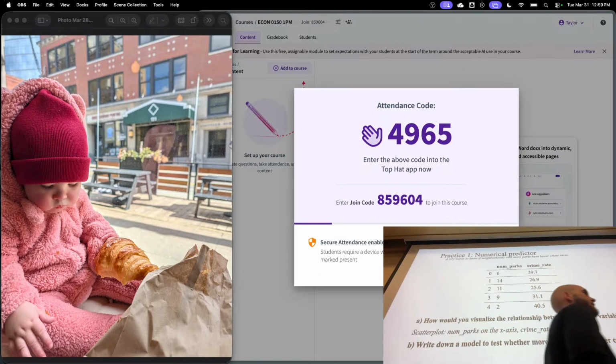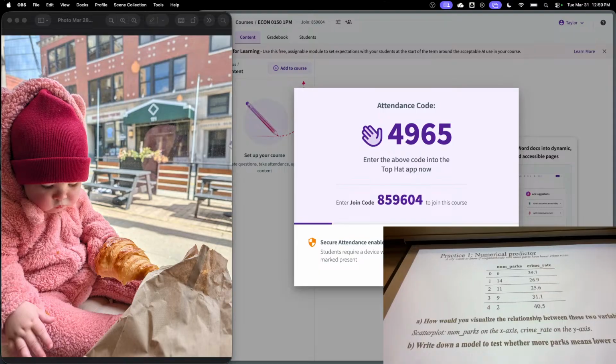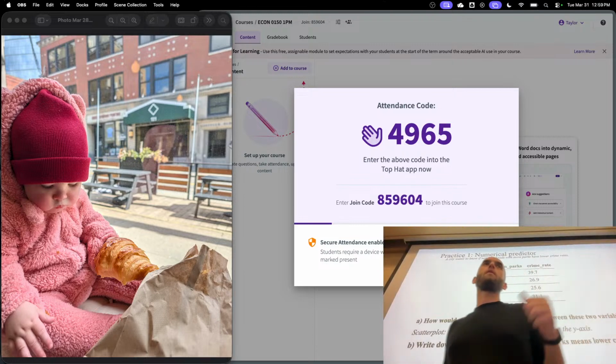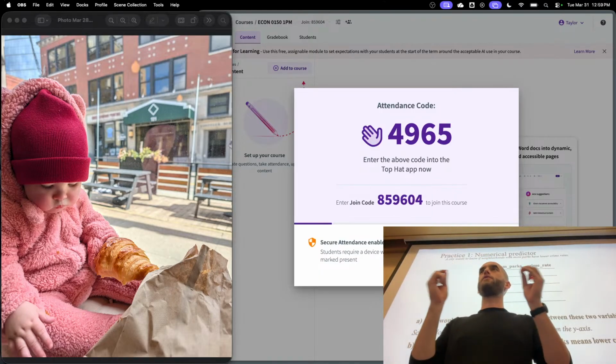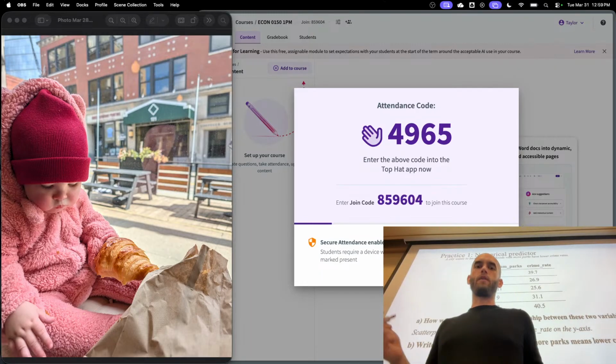Okay. Someone want to tell me an equation? Yeah, Pete. Crime rate equals beta 0 plus beta 1 times the number of parks plus an epsilon. Okay. Anyone disagree with this? We're trying to get a relationship between these two variables. This is a really nice model.